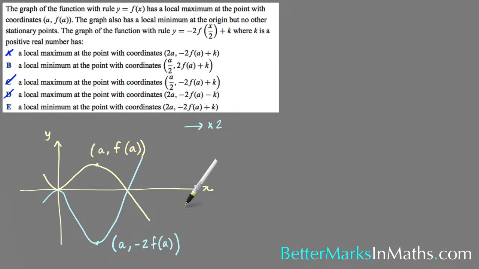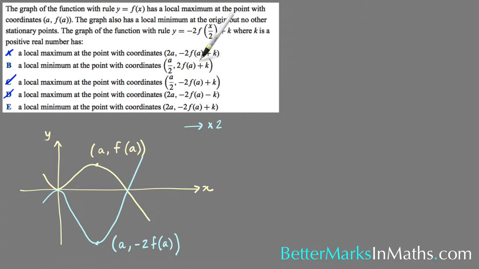And the other thing that happens with the y-coordinate, so this graph, when you dilate it in that direction, that's only going to change the x-coordinate because it's a dilation in the x direction. So that y-coordinate will not change when you apply this dilation factor. But what will affect this y-coordinate is this adding k. So the final y-coordinate when you move this graph up k of this turning point will be minus 2 f(a) plus k, which is what you've got here.